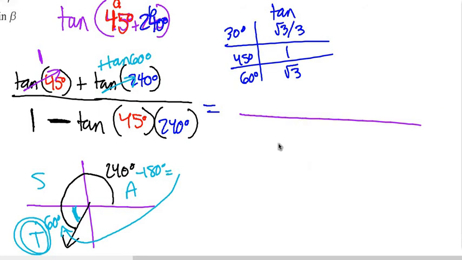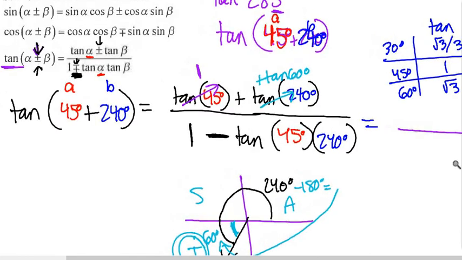Oh, actually, you know what? There's a mistake in this formula. I'm sorry. It's supposed to be tangent of 240. So this down here should be tan 240. Let me erase it so it's clear. So we have to use All Students Take Calculus to tell what quadrant we're in. We're in the third quadrant anyway, so it doesn't affect us in this case.